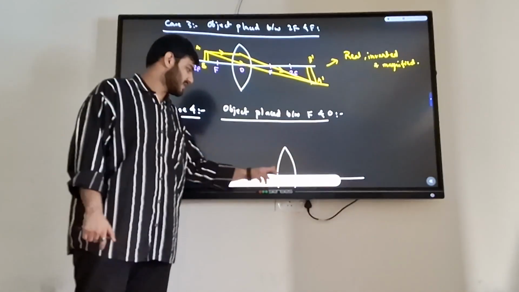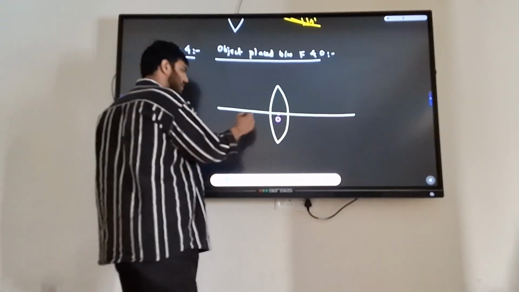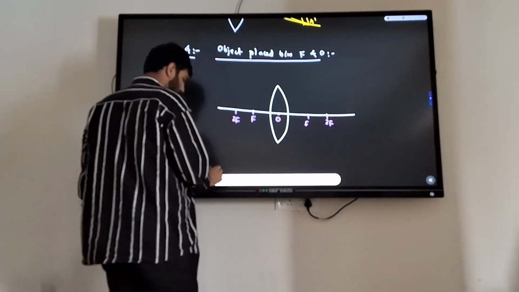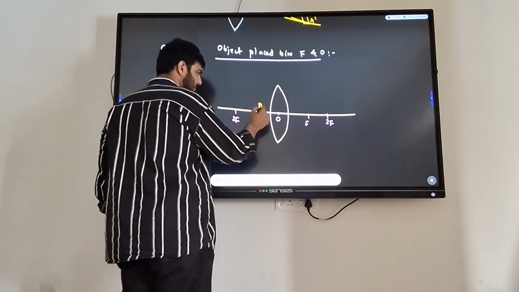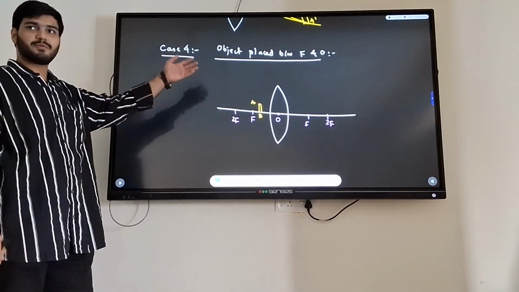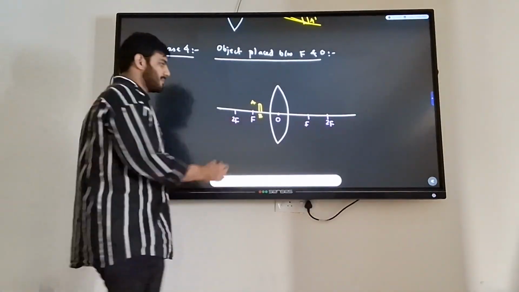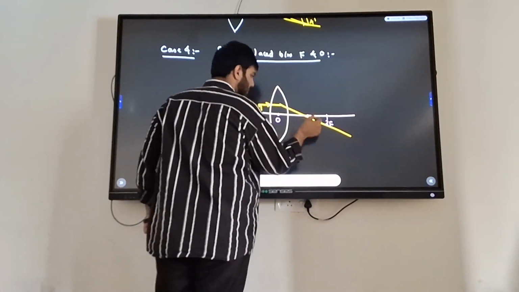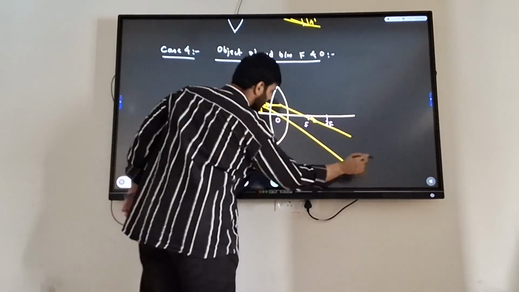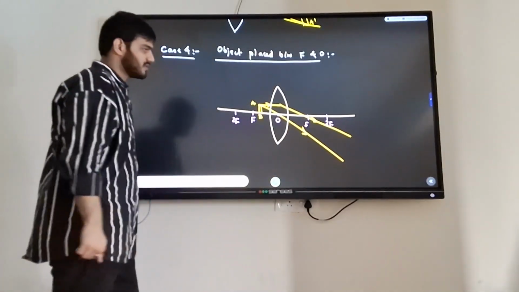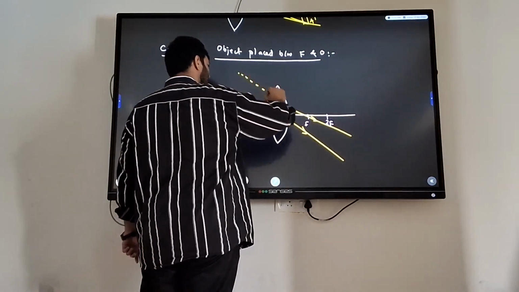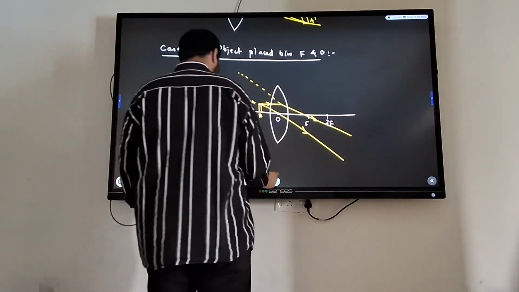Okay, I'm going forward now. So I'm placing my object between F and O, let's say somewhere here, A, B. I can take any two rays. I will take the same two rays that I have been taking all throughout. One parallel to the principal axis, going like this. One like this. So let me make it correct. Do you see this? Will they ever meet? No. But if I extend them backwards, what will happen then?